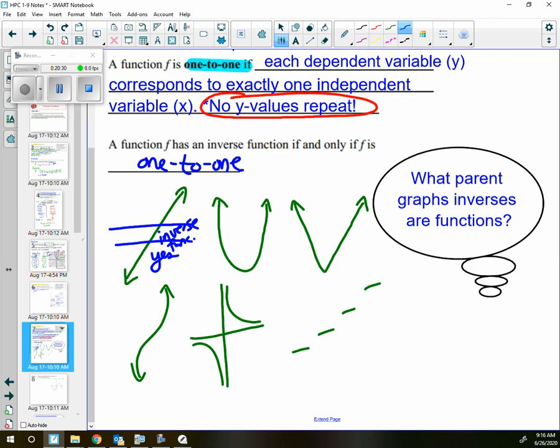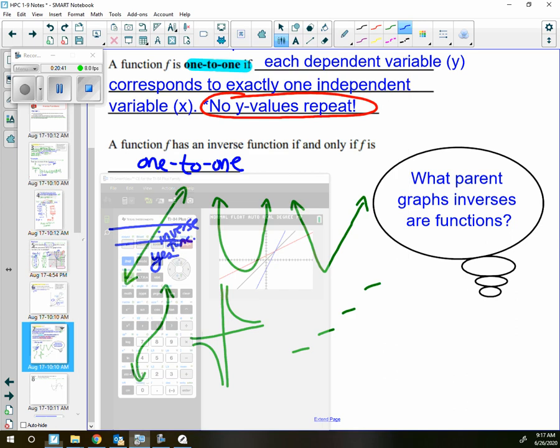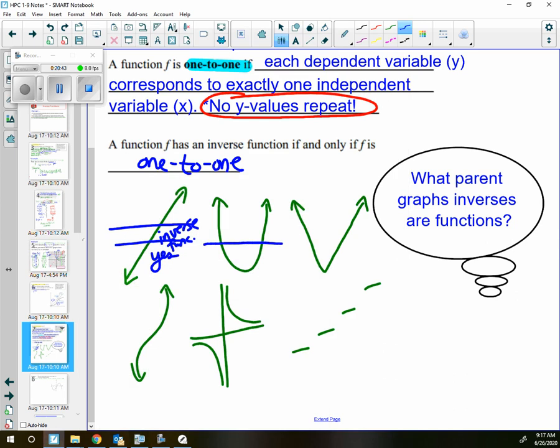If we take a look back at our graphing calculator, when we did the two linear equations, looking at the red line and the blue line, they're both functions. Slanted lines are just fine. The inverses will also be functions. How about the parabola? Nope. It crosses at two places, so the inverse will not be a function.